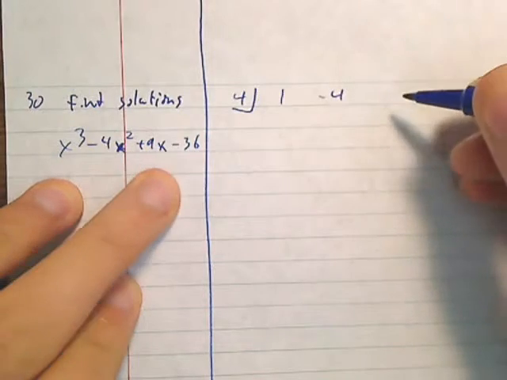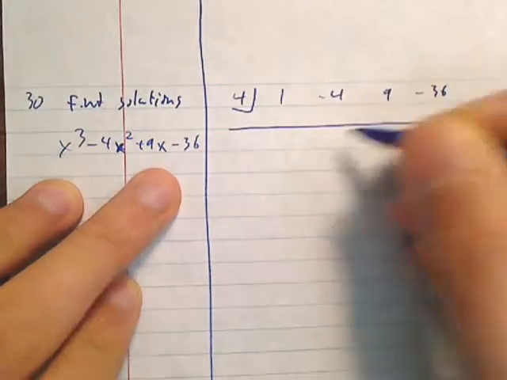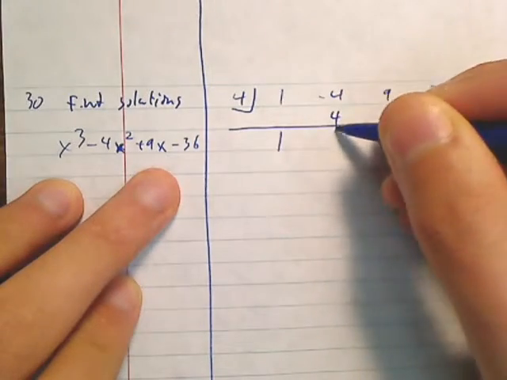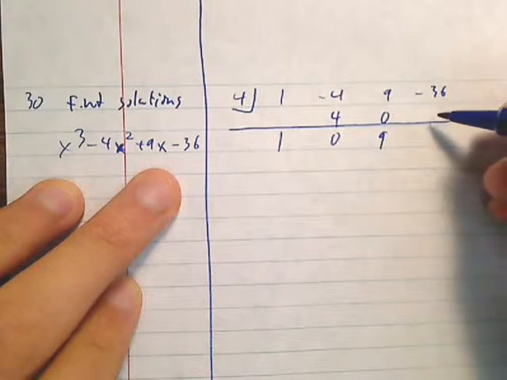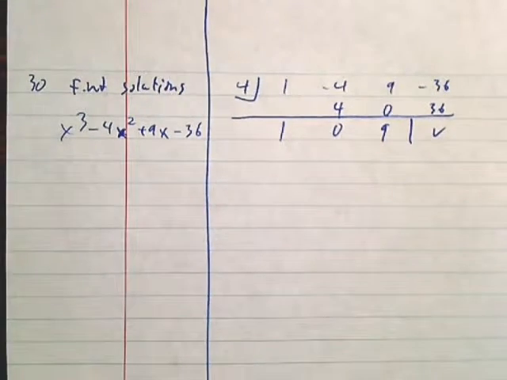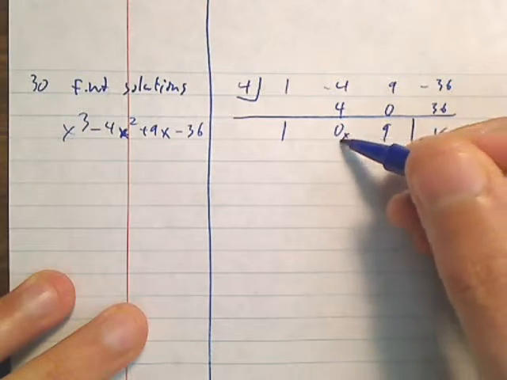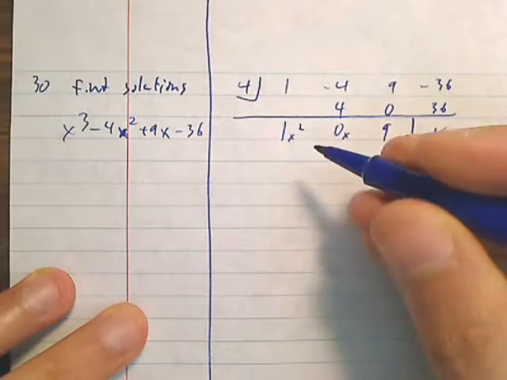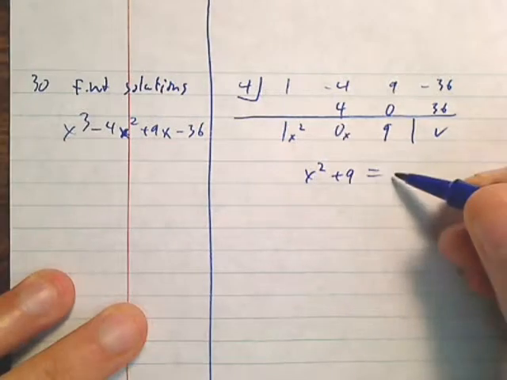1, negative 4, 9, and negative 36. 4 times 1 is 4, 0. 4 times 0 is 0. 4 times 9 is 36. There we go. Okay, so remember, this is just a number, that's an x, and that's an x squared. So what I have here is x squared plus 9 equals 0.